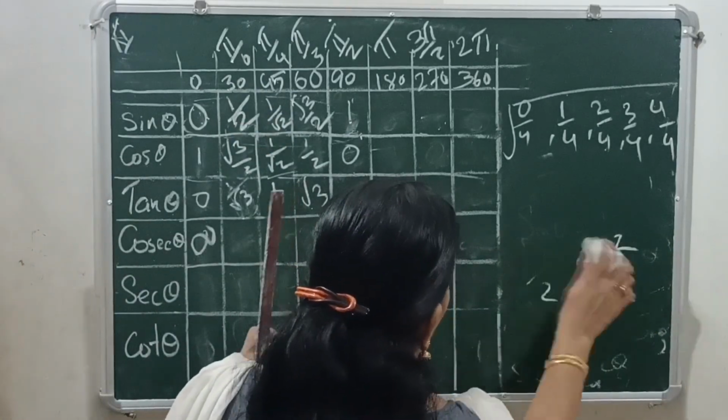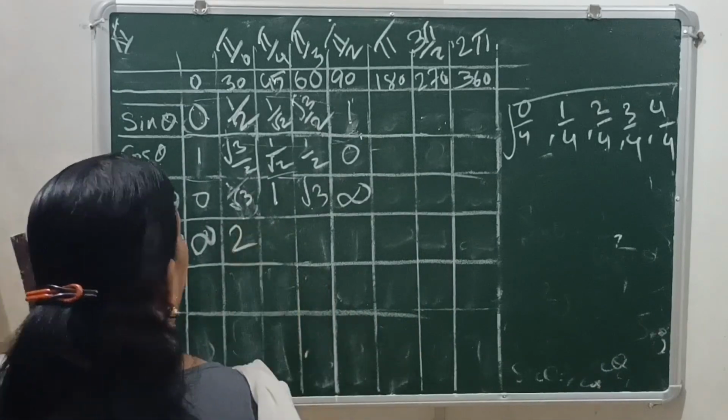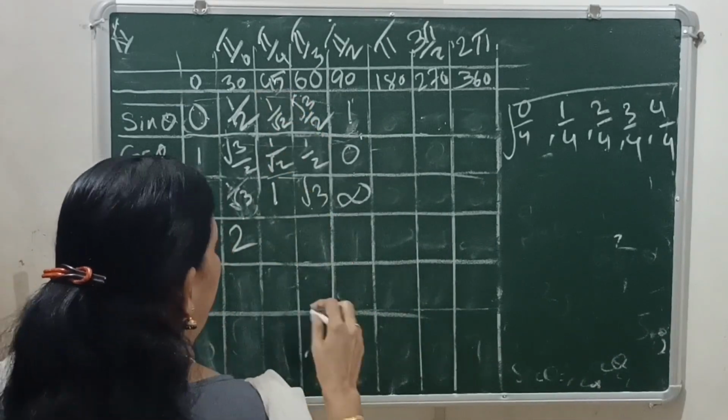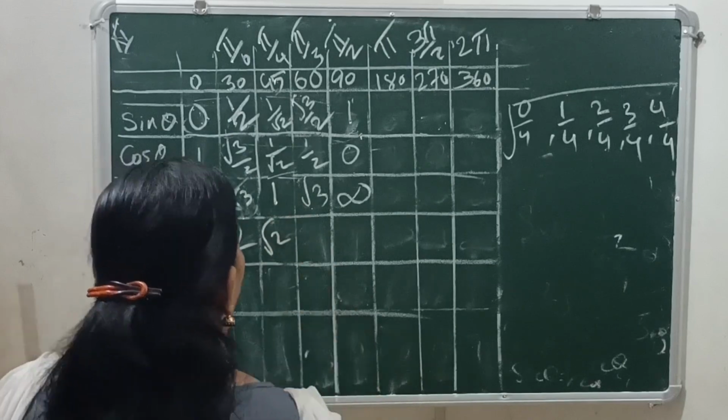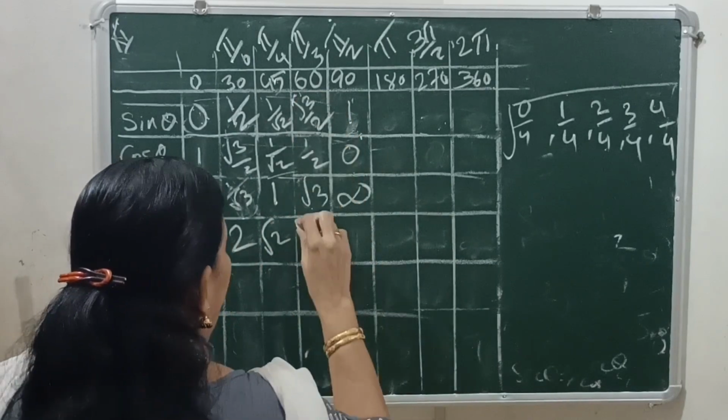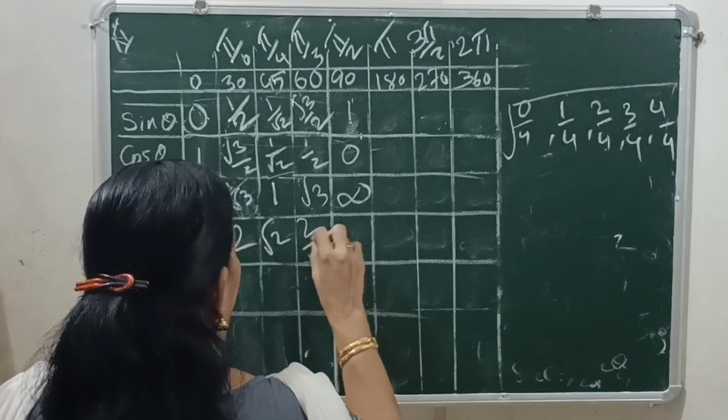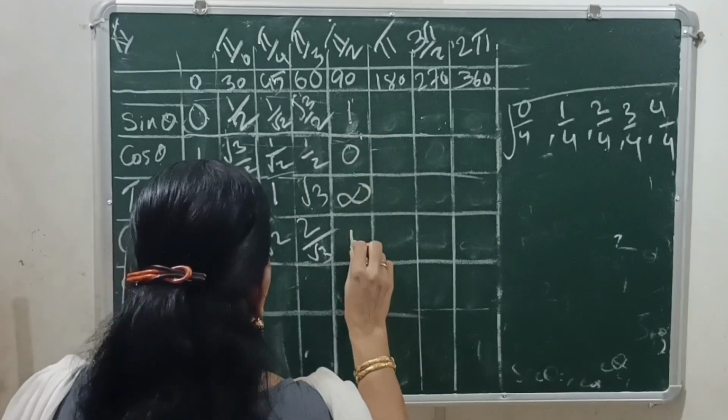2 by 1. 2. Then 1 by root 2, the reciprocal is root 2 by 1, root 2. Root 3 by 2, turn it upside down, 2 by root 3, the reciprocal. Then 1 into the 1, then 1.